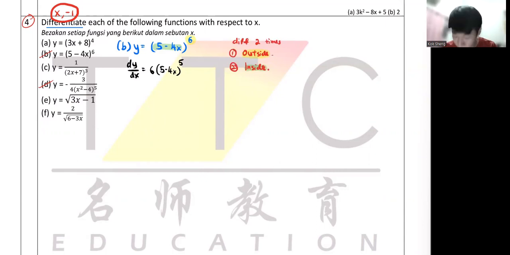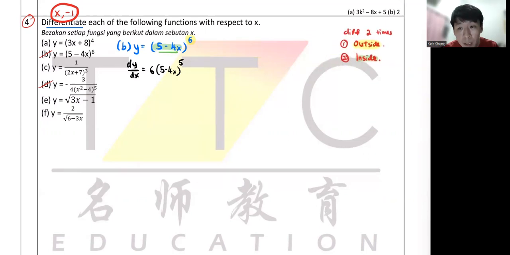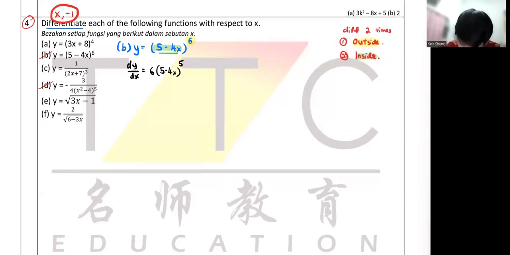Second will be from inside. Inside is 5 minus 4x, right? Just the inside with that. This one I move it, more space. 5 minus 4x, for the inside here. So just the inside only, then we can start to differentiate already.